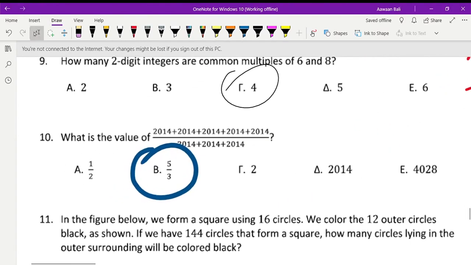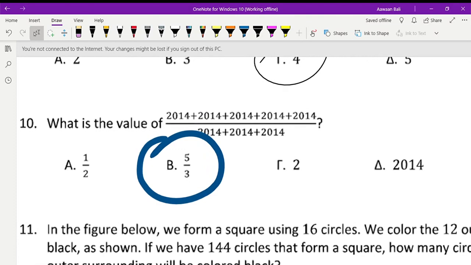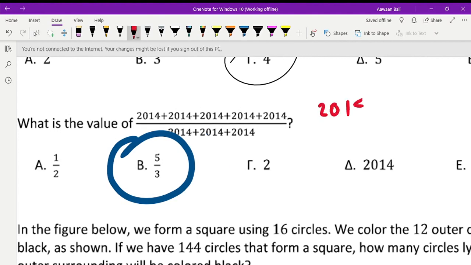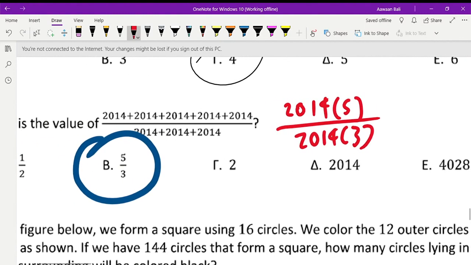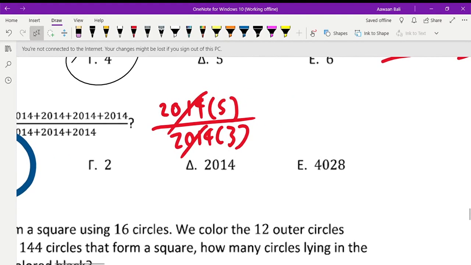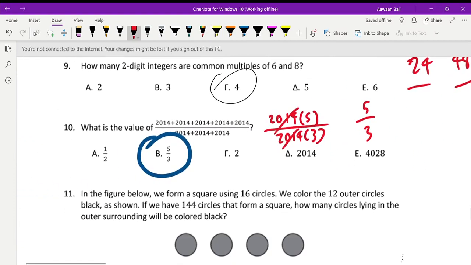What is the value of this? This is actually really easy. If you look, this is addition, no multiplication, so we can't do normal cancelling. That's wrong. We can simplify this into 2014 times 5 divided by 2014 times 3. Now it's multiplication, so we can cancel the 2014 and the 2014 since that's a common factor, and you get 5 upon 3. So therefore your answer is beta.